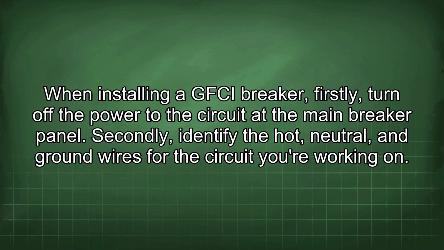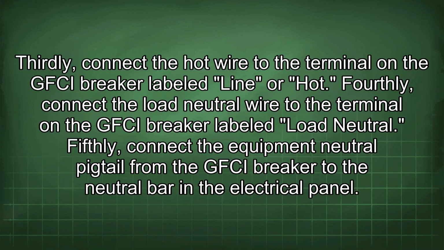When installing a GFCI breaker, firstly, turn off the power to the circuit at the main breaker panel. Secondly, identify the hot, neutral, and ground wires for the circuit you're working on. Thirdly, connect the hot wire to the terminal on the GFCI breaker labeled line or hot. Fourthly, connect the load neutral wire to the terminal on the GFCI breaker labeled load neutral. Fifthly, connect the equipment neutral pigtail from the GFCI breaker to the neutral bar in the electrical panel.